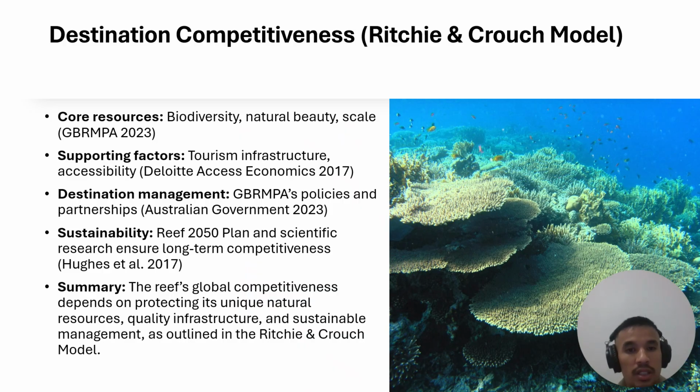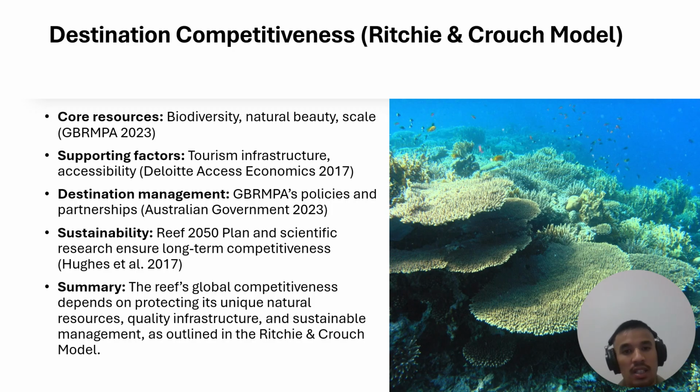Links to broader destination competitiveness, the Ritchie and Crouch model. Now let's look at how the Great Barrier Reef fits into the Ritchie and Crouch model of destination competitiveness. First, the model emphasizes core resources and attractors. For the reef, this means its outstanding biodiversity and breathtaking scenery. There are thousands of fish, coral, and marine species found here, many of which are unique to the region.